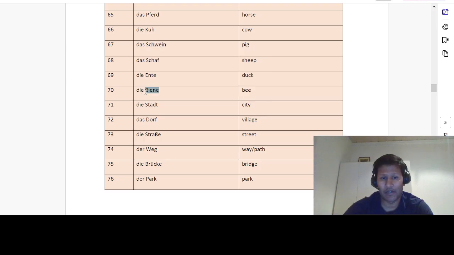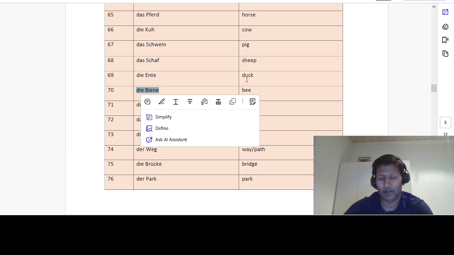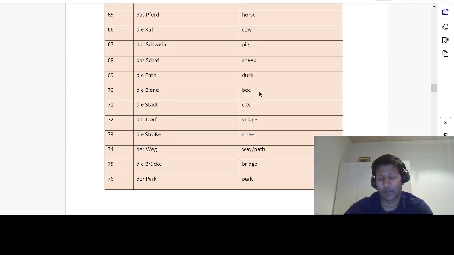The Biene, the bee. That's very dangerous. If it bites, it's an impact, right? That is called the Biene. And then the Stadt, city. Das Dorf is village.